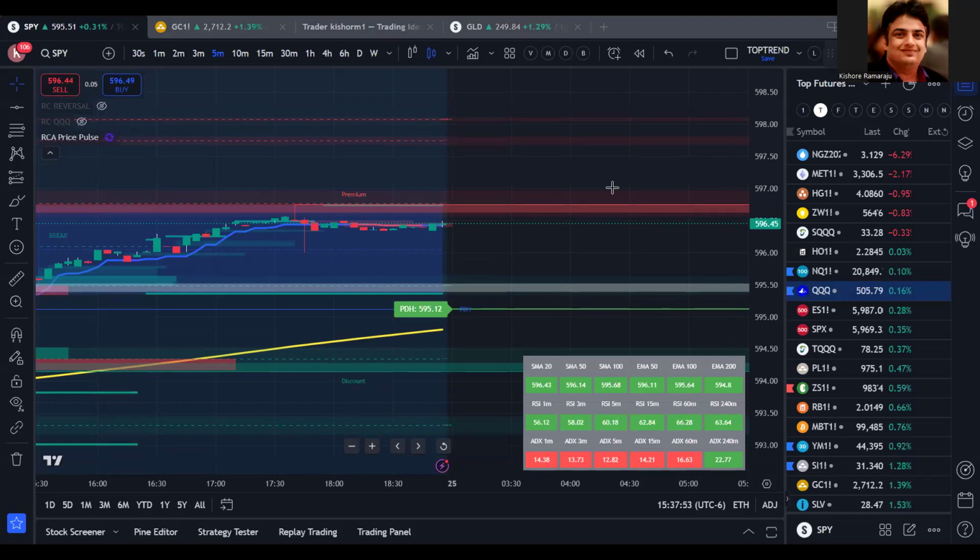For futures, you don't need any market data subscription to see the bulk order indicator. If you have Price Pulse, and for stocks, if you want to see those bulk orders, you need to have a market data subscription, which is approximately $5 or $6. TradingView will charge that.